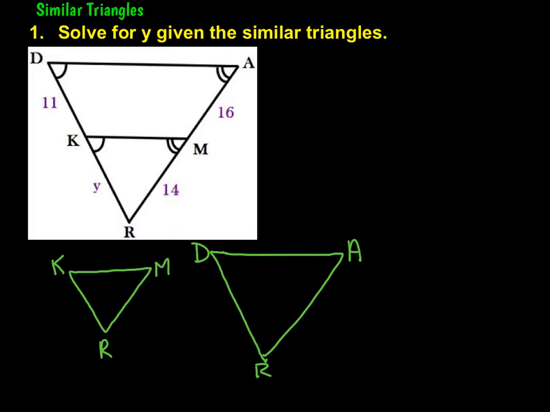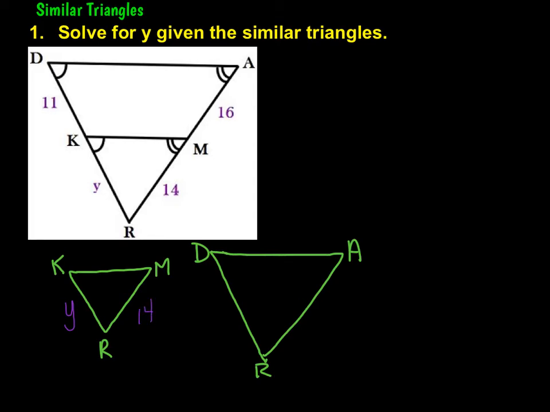So if we look here at the little triangle, the two sides that were given would be KR and MR. So KR is y and MR is 14. So I'm going to go ahead and write those in.